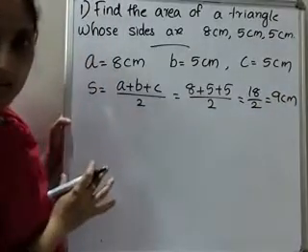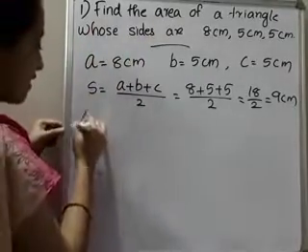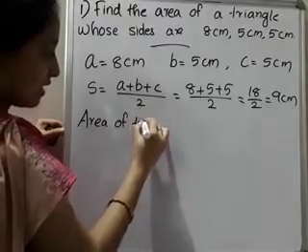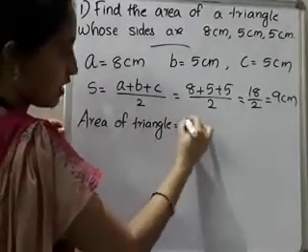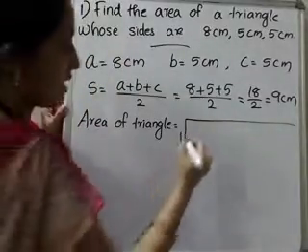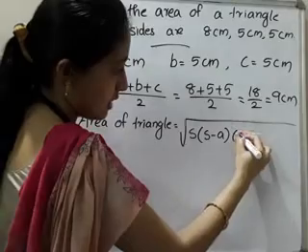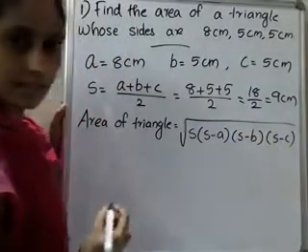Up to this you have to write. Okay. Then you want to find what? Area of the triangle. So the formula you have to write. Area of triangle is equal to, what is the formula? Root of S into S minus A into S minus B into S minus C.